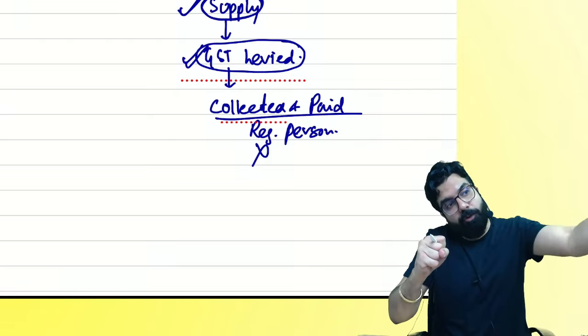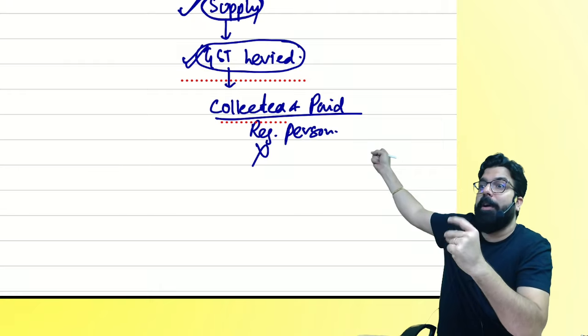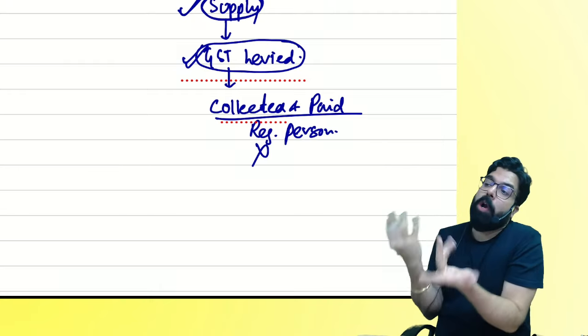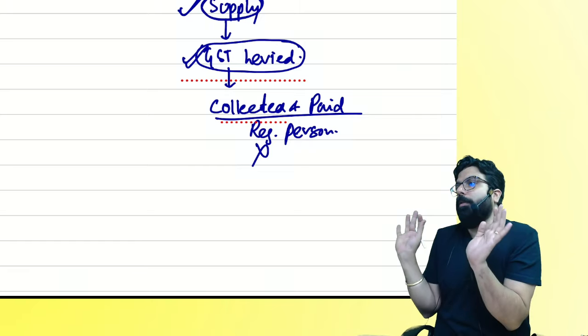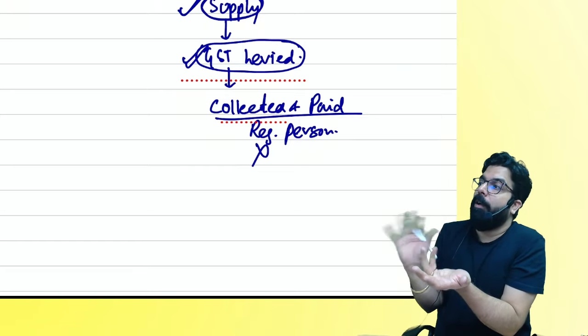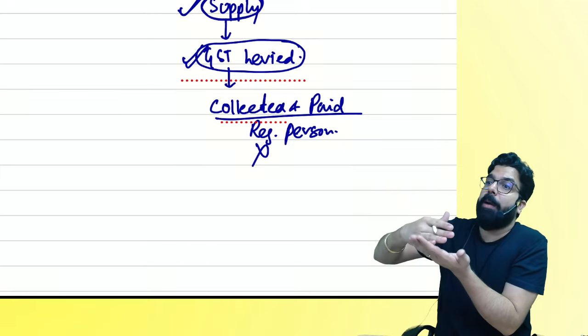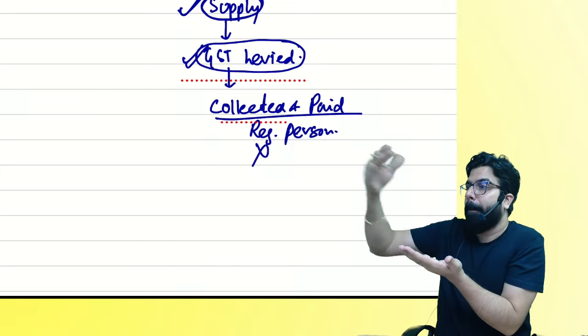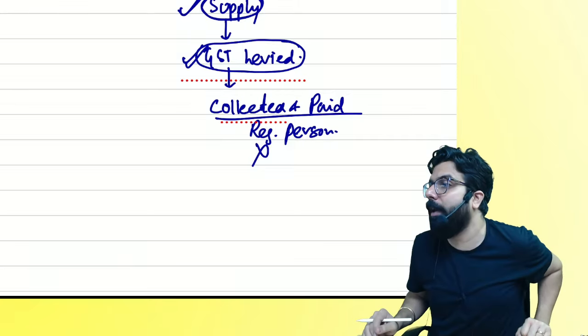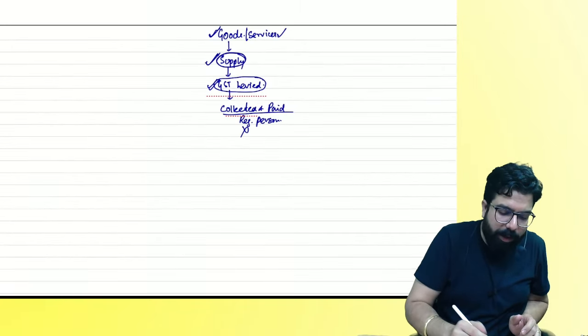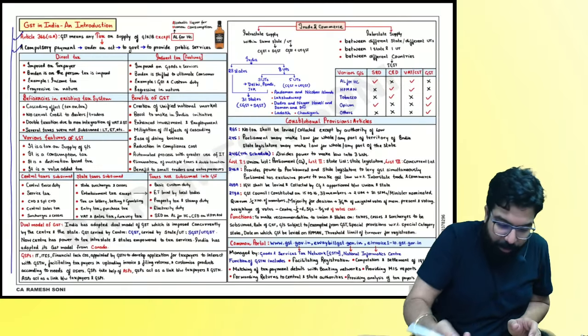Now, that person should collect and pay GST to the government only if he is a registered person. Sir, when will a person take registration? When his turnover is a little more, might be it is crossing 20 lakh. There is a limit. We'll talk about it. Are we clear, everyone? That's all we are going to learn in GST. We are going to learn in this flow only.